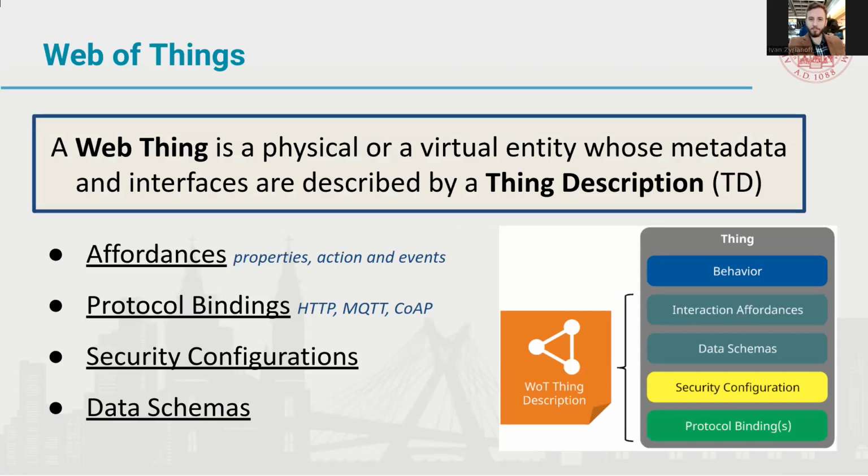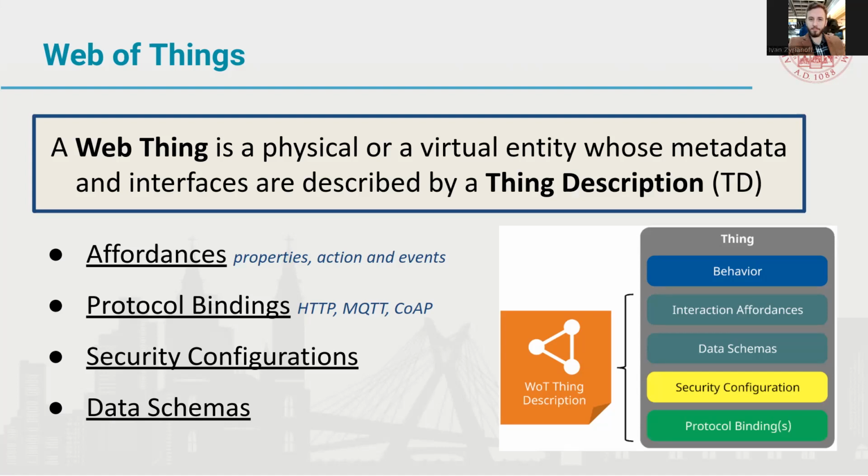Just a few words about the Web of Things, as not everybody knows it. A web thing is a physical or virtual entity, and the metadata and interface of that thing are described by a human and machine readable document called the thing description. It is a JSON-LD document that describes a web thing, which can be a sensor or a virtual entity and so on. This thing description has the thing's affordances, its protocol bindings, its security configurations, and its data schemas.